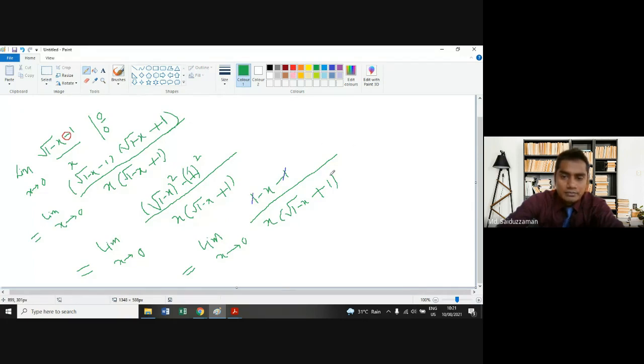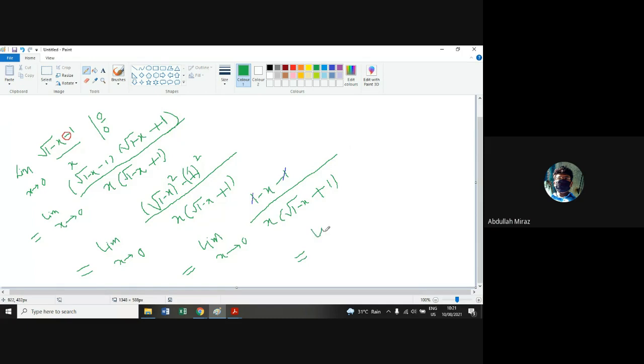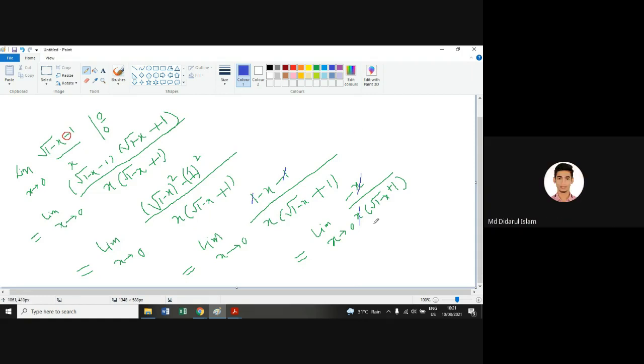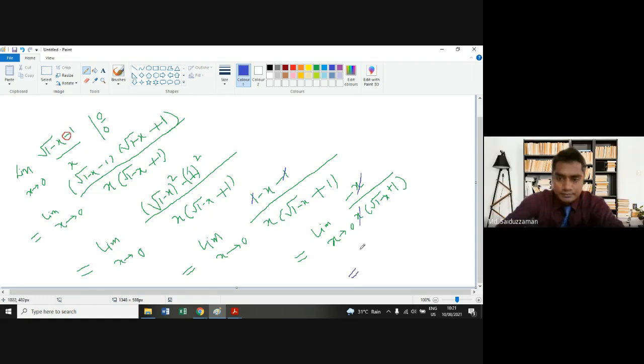Okay. So what is remaining? Tell me. Minus 1 by limit x tends to 0, take common: minus x over x into square root of 1 minus x plus 1, right? Then this x and this x are cancelled. Then what is remaining? Minus 1 divided by limit x tends to 0 of square root of 1 minus x plus 1.